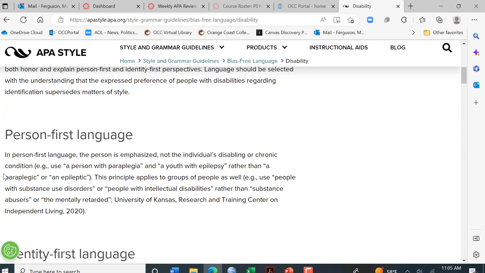And they didn't have it down below, so I just want to point it out here, again, this idea of using person-first language. A person with paraplegia is preferred to calling them a paraplegic, which labels them, or a youth or an individual with epilepsy rather than an epileptic. Because referring to them as epileptic is labeling them with their disability. That's identifying them as what that disability is. Saying a person or an individual with epilepsy gets away from that. So just keep that in mind. That's person-first language.